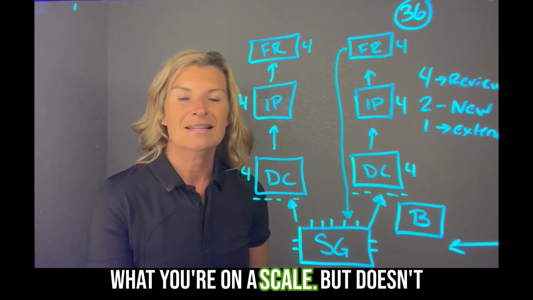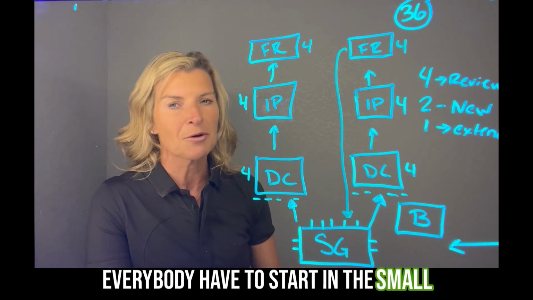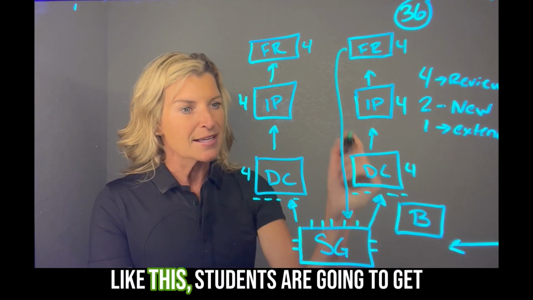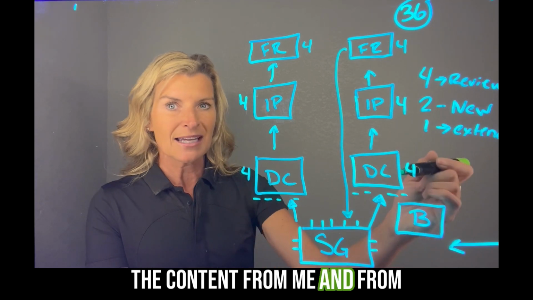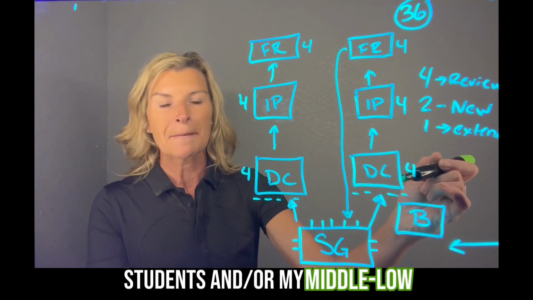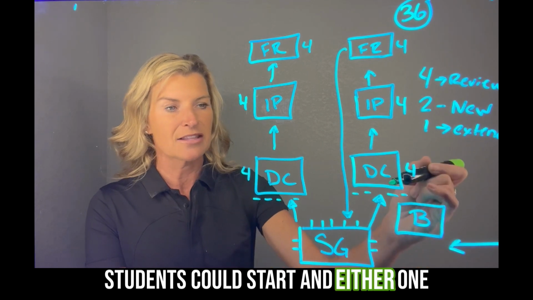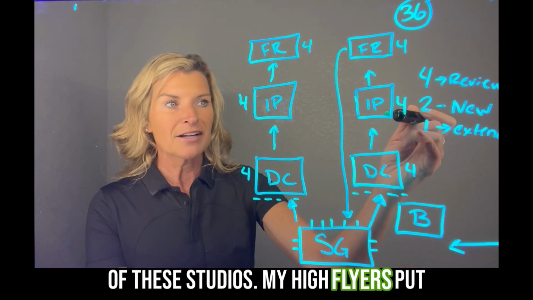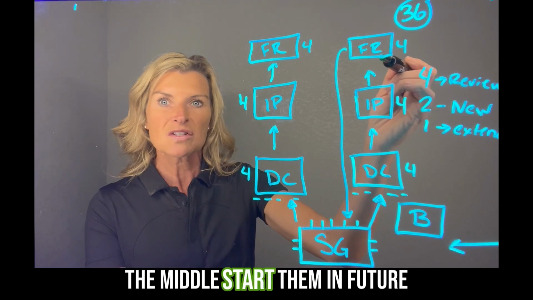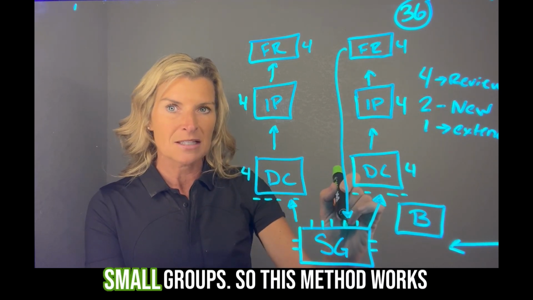Now I know what you're asking, but doesn't everybody have to start in the small group? No, they don't. If I set it up like this, students are going to get the content from me and from digital content. So my struggling students and or my middle low students can start in either one of these studios. My high flyers, put them in independent practice first. And then my students that are in the middle, start them in future ready because then they drop down to me in a small group.